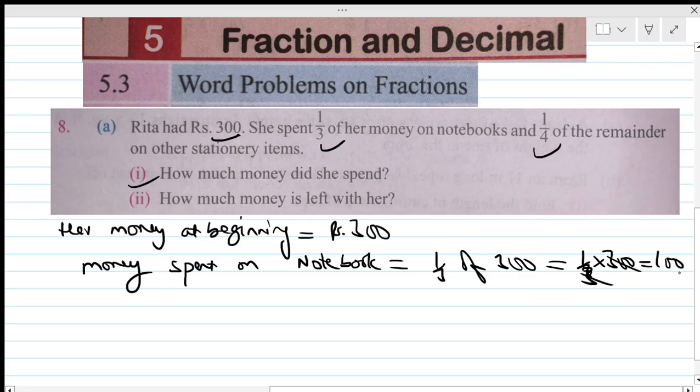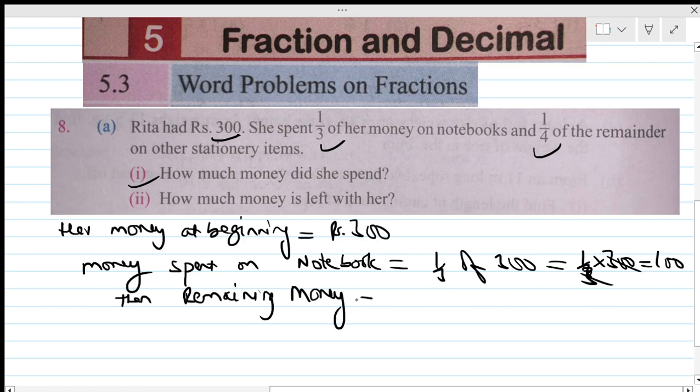And now 1/4 of the remainder on the stationery items. So it means 100 rupees is spent on a notebook, and after that, how much money does she have? On that remainder she spent 1/4 in stationery items. So first we have to find out how much remainder is there after spending on the notebooks. So the remaining money.